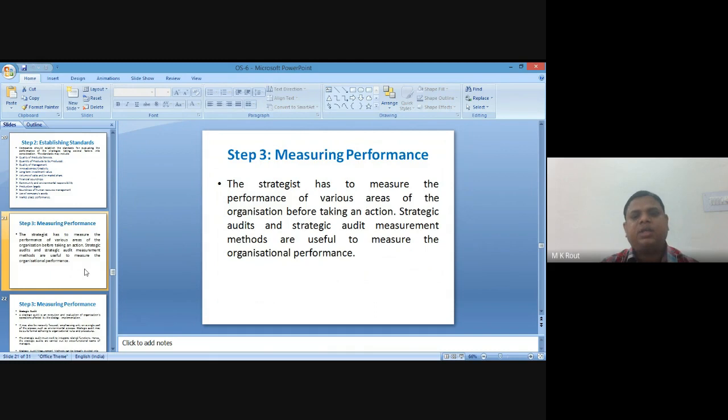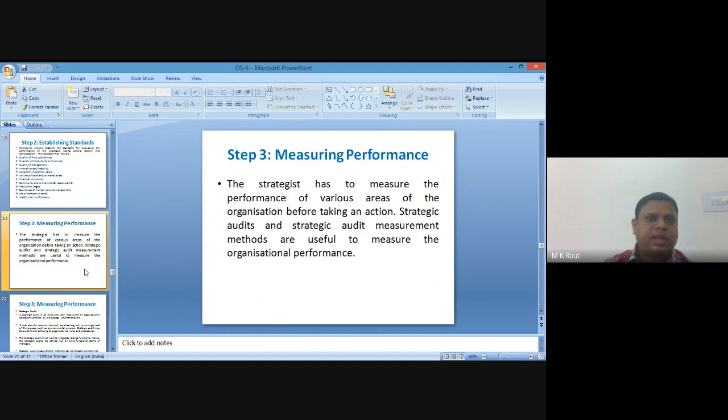Step number 3, that is measuring performance. How do you measure the performance of an organization after implementing a certain type of strategy? The strategist has to measure the performance of various areas of the organization before taking actions. That means they are directly involved with the organization's internal environment as well as the external environment. The strategy audit and strategy audit measurement methods are useful to measure organizational performance.